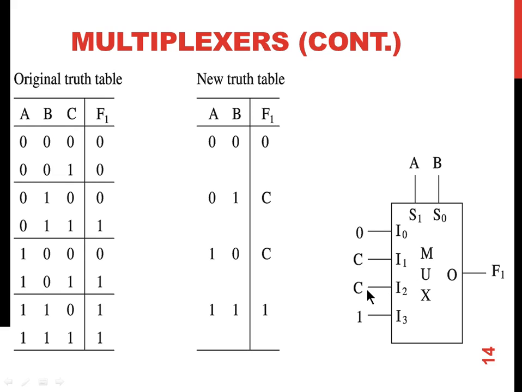So again I2 gets connected to C, and when A and B select lines are 1, 1, output is 1. So 1 is connected to I3 input, which will go to output in case A and B select lines are 1, 1. So this 8 input multiplexer design got built into a 4 input multiplexer design. This is how you can manually optimize the design, or there are various ways later on, at the synthesis level, where this also gets optimized automatically after the simulation part is over.